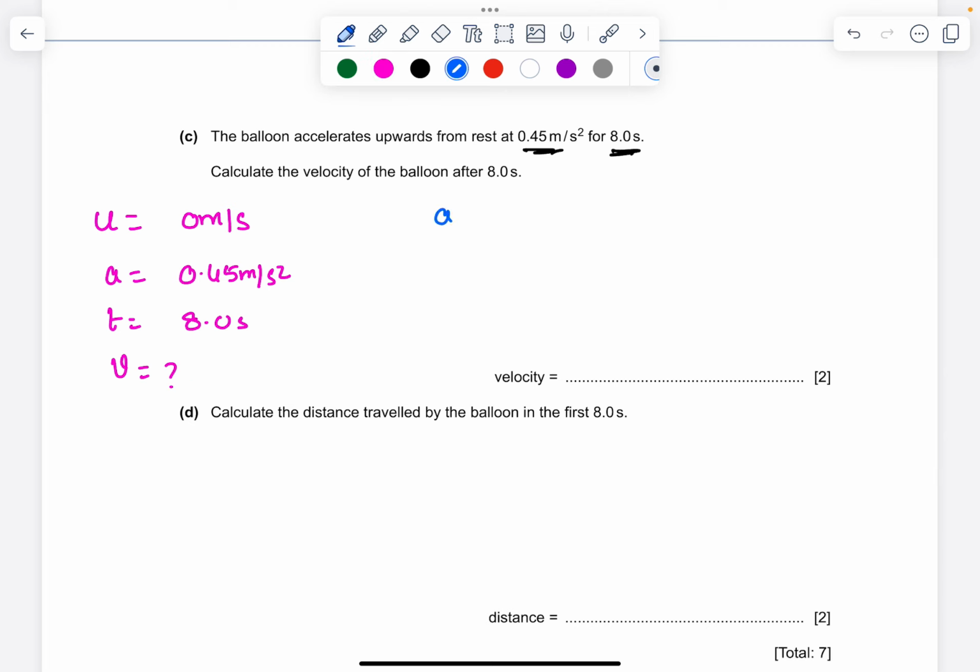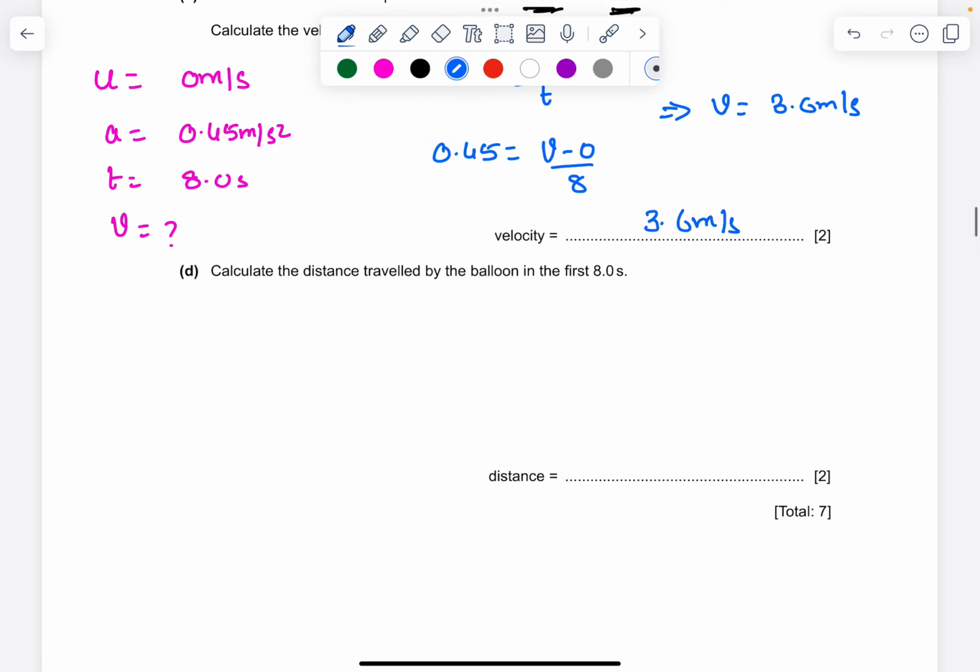So we have a formula: acceleration equals v minus u upon t. 0.45 equals v minus 0 by 8. This gives me v equals 3.6 meters per second. So write down that answer: 3.6 meters per second.